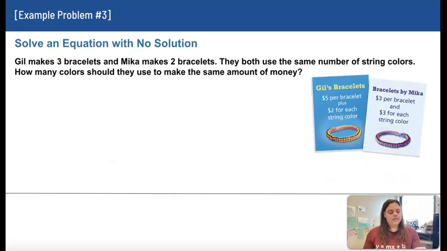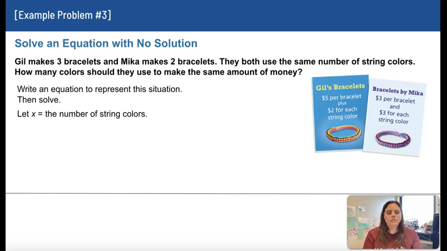Our last example here is going to show what happens when we have no solution. Jill makes 3 bracelets and Mika makes 2 bracelets. They both use the same number of string colors. How many colors could they use to make the same amount of money? So we're wondering for what number of string colors they can make the same amount.